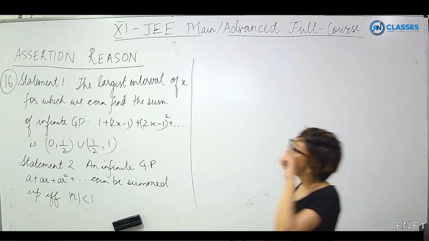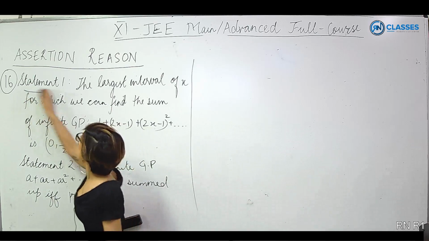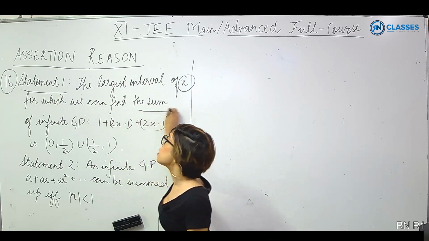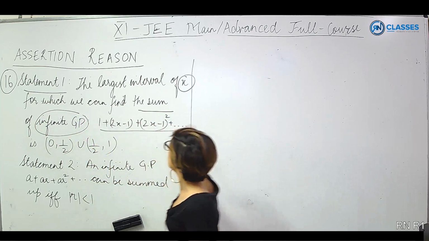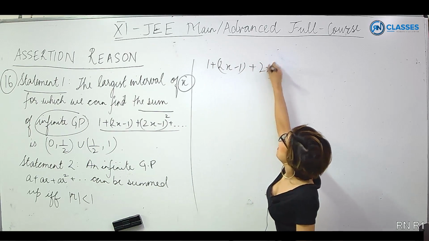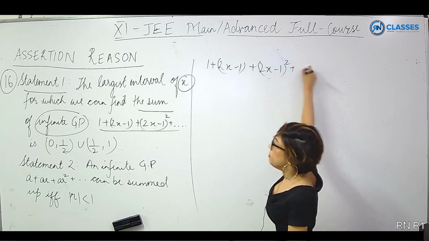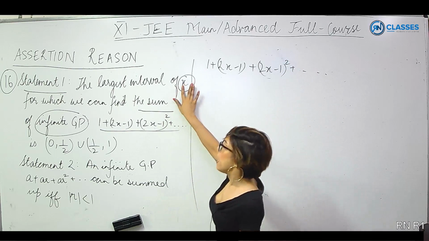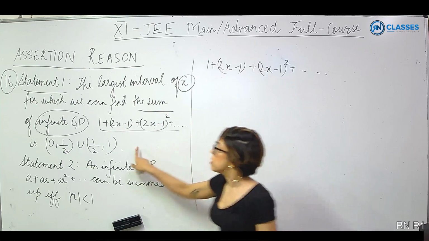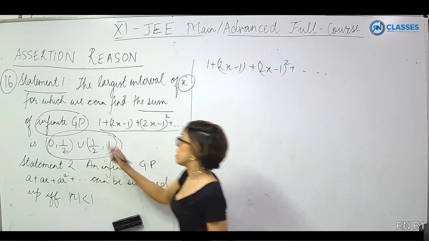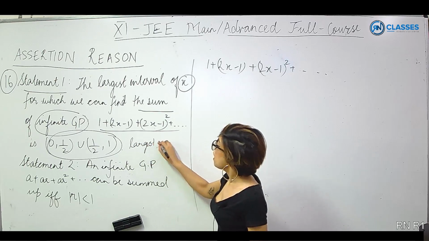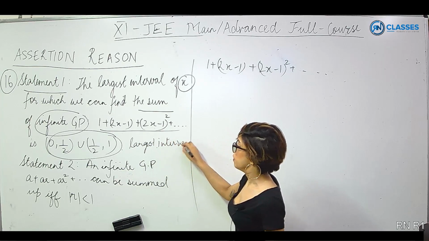Alright, the next one. Statement 1. Now he says the largest interval of x for which we can find the sum of the infinite GP, which is this one, 1 plus (2x minus 1) plus (2x minus 1) whole square and so on. The largest interval for x for which we can find the sum of this infinite GP is this. So this is the interval of x and he says it should be the largest interval of x. Okay, let me see whether that is true or not.